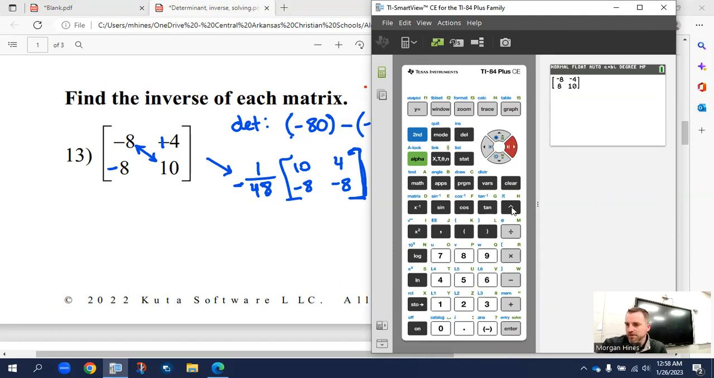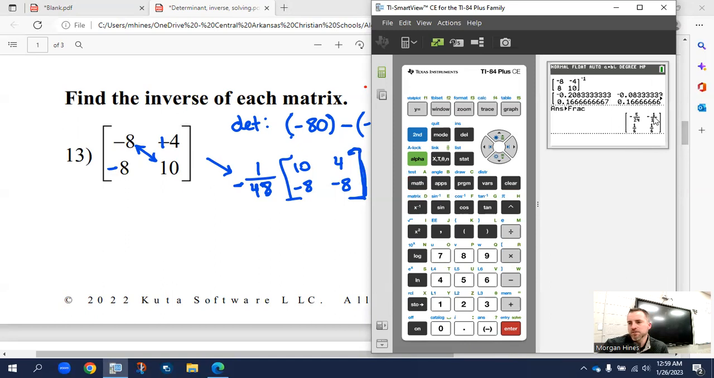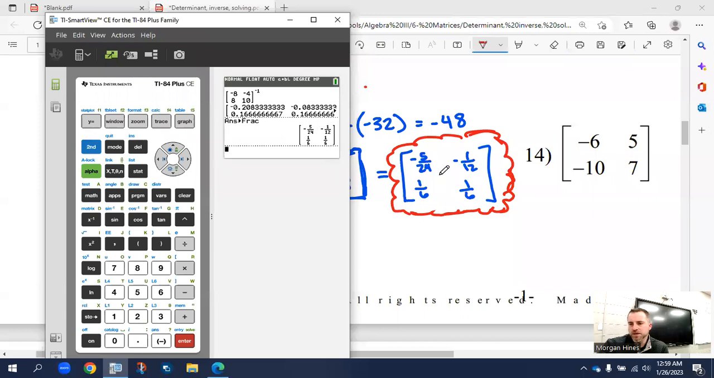Now check this out. The matrix button, x to the negative 1, hit that. That little negative 1, talked about it before, means the inverse. If you look at sine, cosine, and tangent on your calculator, they have little negative 1s. Those are inverse sine, cosine, and tangent. So if I hit enter there, it gives me all this mess. These are repeating decimals. If you hit math, enter, it's going to turn all those decimals into fractions. And now you can see that matches the matrix that I have.